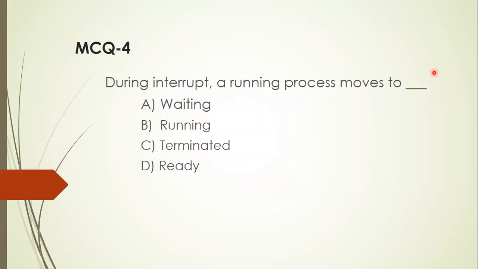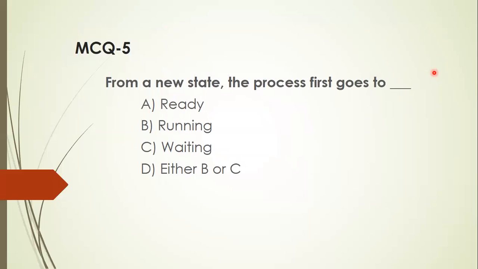During an interrupt, a high priority job arrives. In that case, the currently running process has to be stopped for the time being till the high priority job is serviced. So at that time, the process goes from the running state, not to the waiting state, but to the ready state. From a new state, the process first goes to ready state, running state, waiting state, either B or C. The correct answer is A, because a new state first moves to a ready state. From the ready state, it goes to running state.